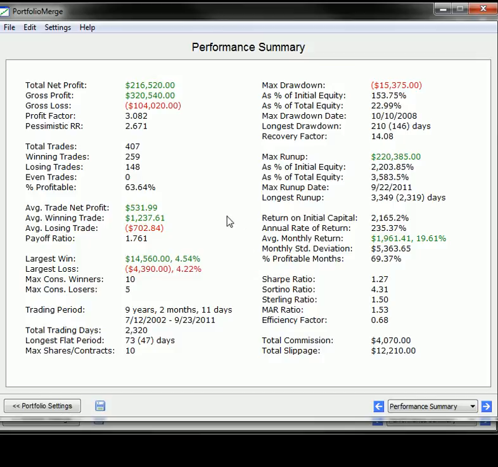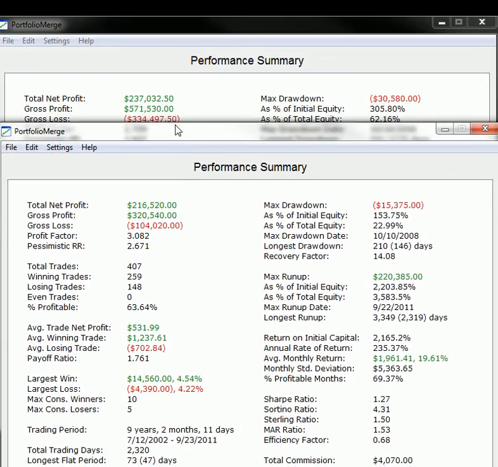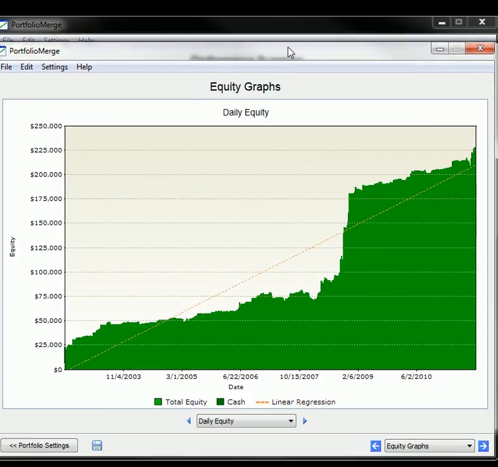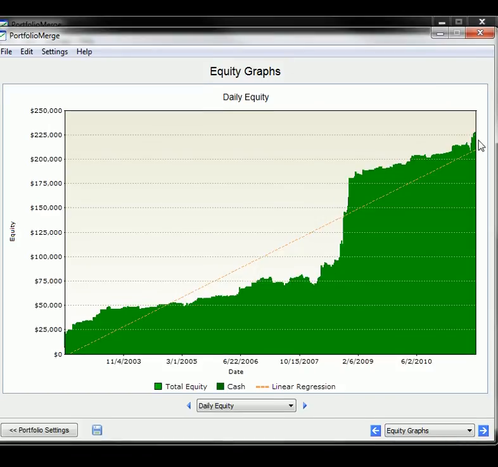right here. I'm sorry, this is actually combining A and C. So this is combining 2 of the models. This is A and C. You go from 237,000 in profit down to 216. Ouch, a little bit. 9 years. We're going to look over at the equity curve. Huge move there. Again, screaming to new highs.